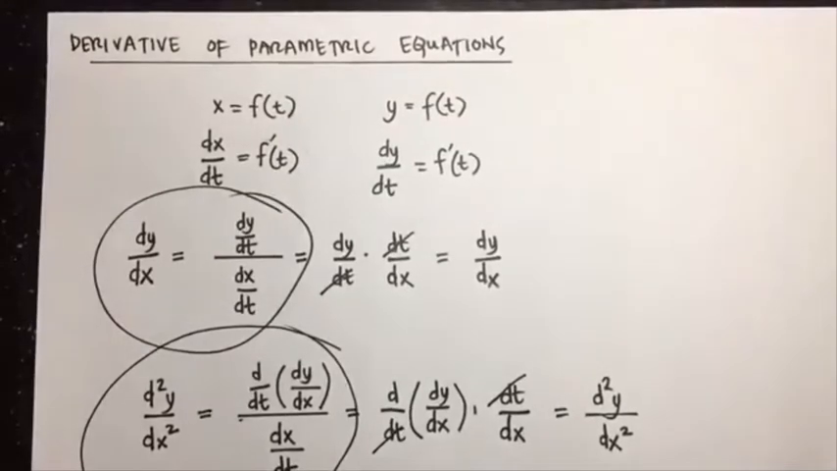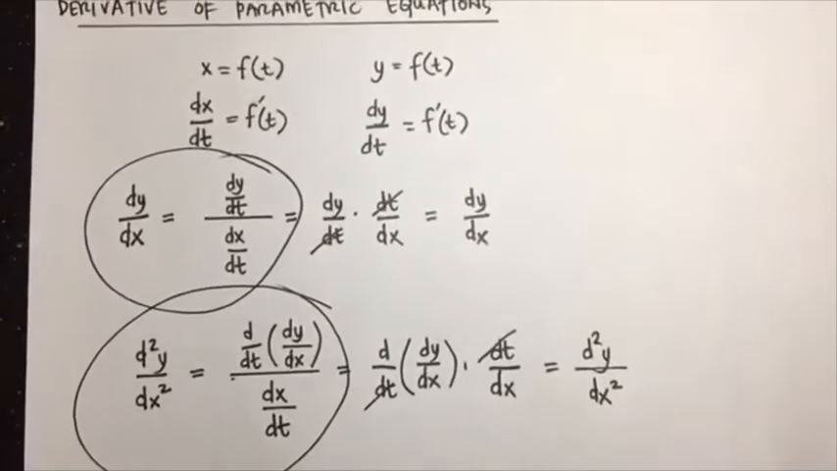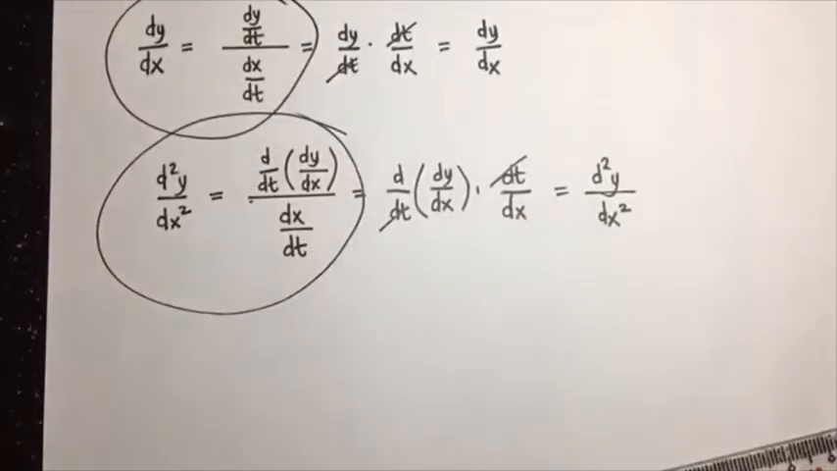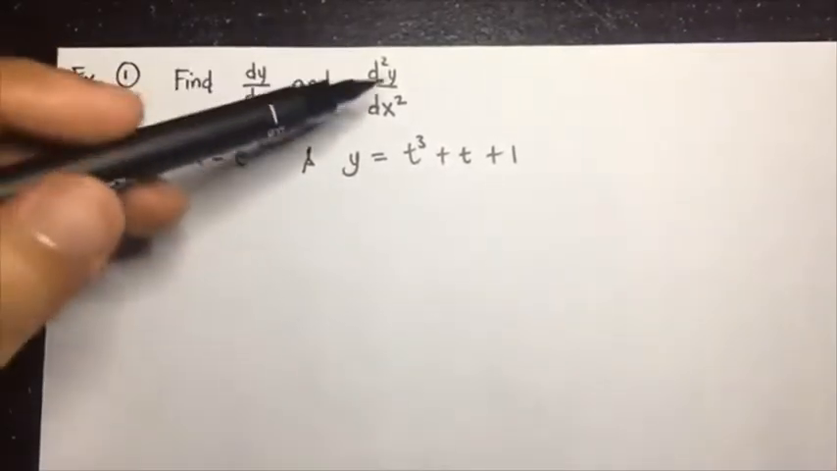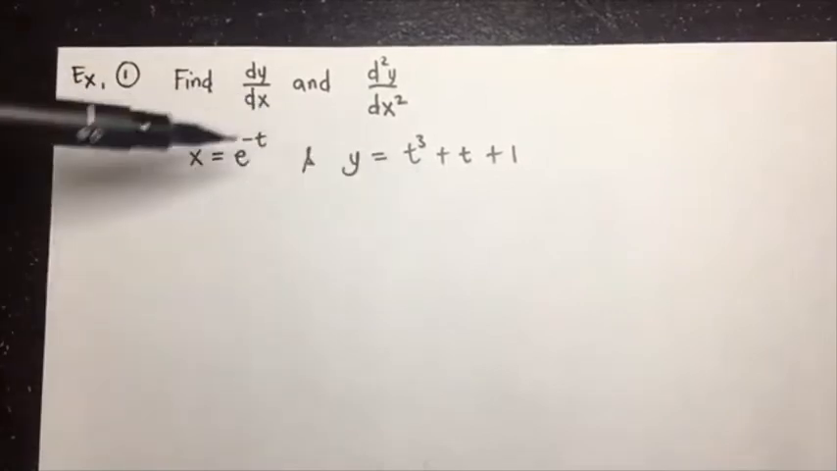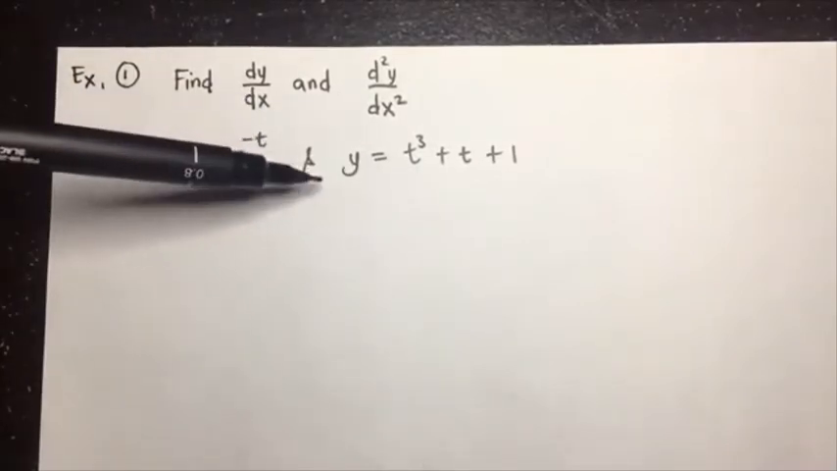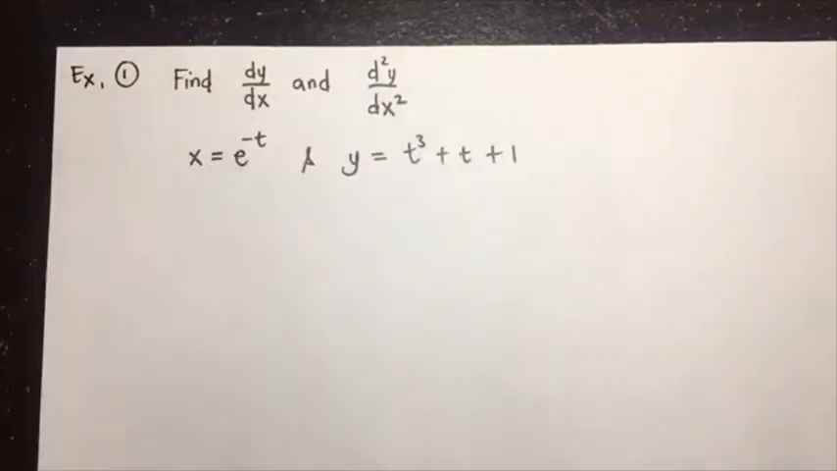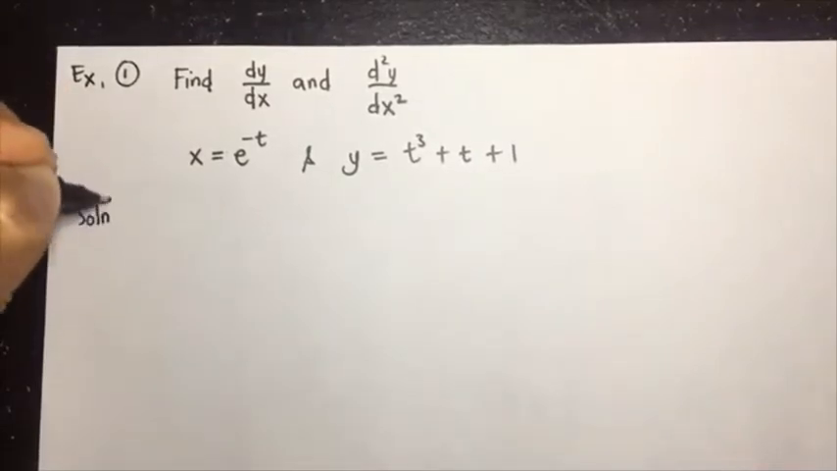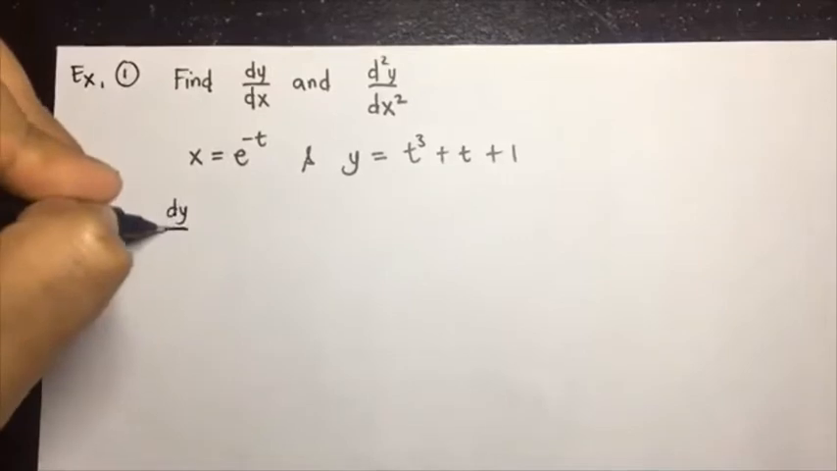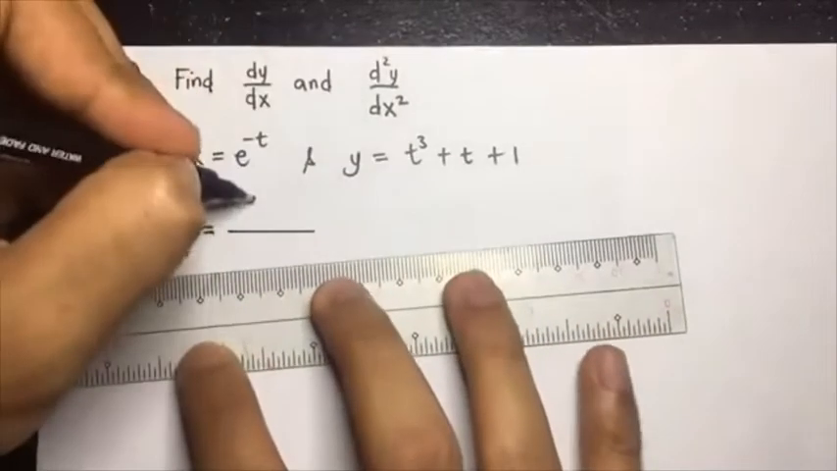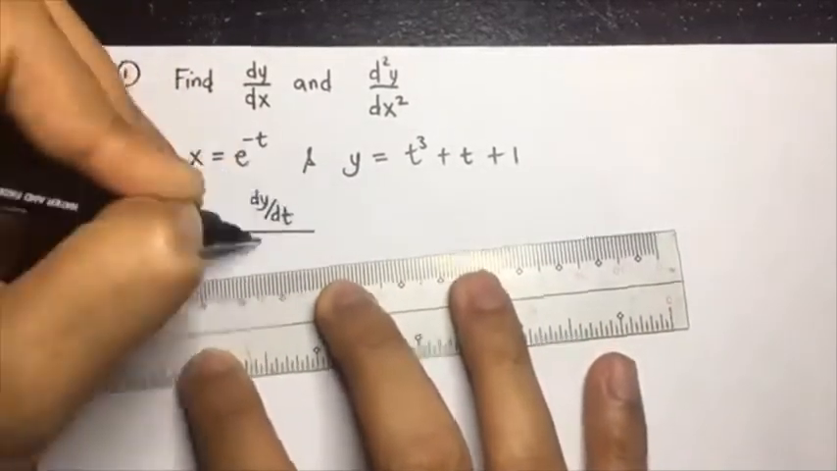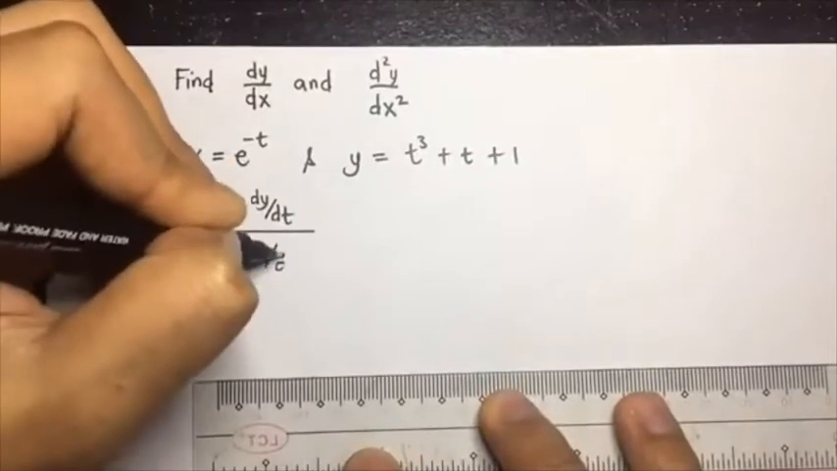So let's apply those in some problems. For our first example, find dy over dx and d squared y over dx squared, given the parametric equations x equals e raised to the negative t and y equals t cubed plus t plus 1. For our solution, again, to get our first derivative dy over dx, we must divide dy over dt by dx over dt.